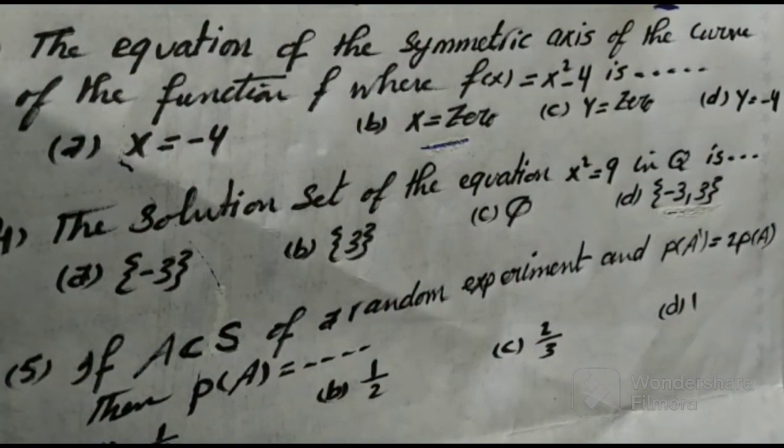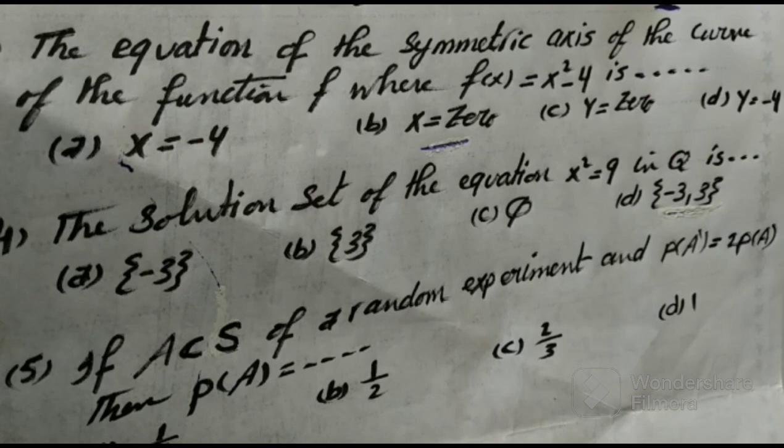Another question. The solution set of the equation x squared equals 9 in Q is. Here, to solve it, we have two solutions. Number 1, by using the square root, x equals positive or negative the square root of 9. Therefore, x equals positive or negative 3. Then the solution set is negative 3 or 3.